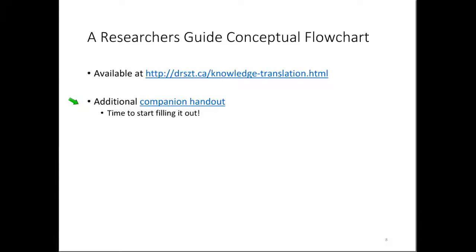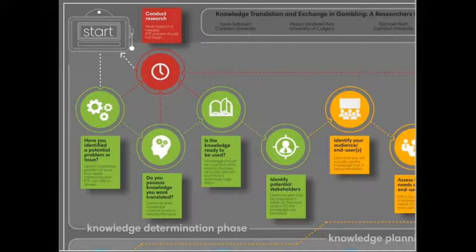So I was like, okay, so I've created this flowchart, I'm creating the companion handout, it's time to start filling out this companion handout. So let's start at the beginning. This is a zoomed-in version of that. So the first was, have you identified a potential problem or issue? In my case, for my research, it was that, yes, gamblers oftentimes gamble more money than they should.